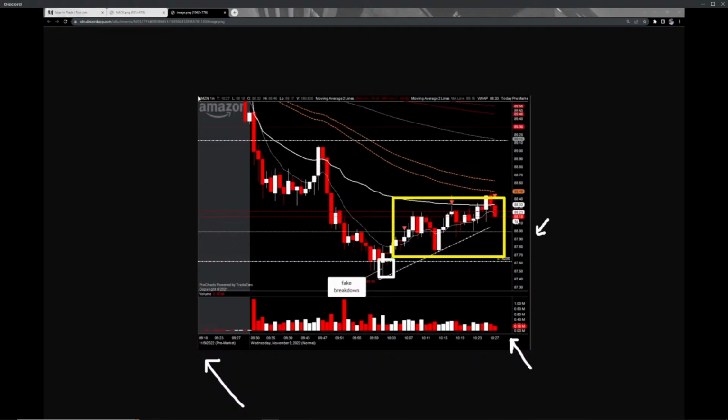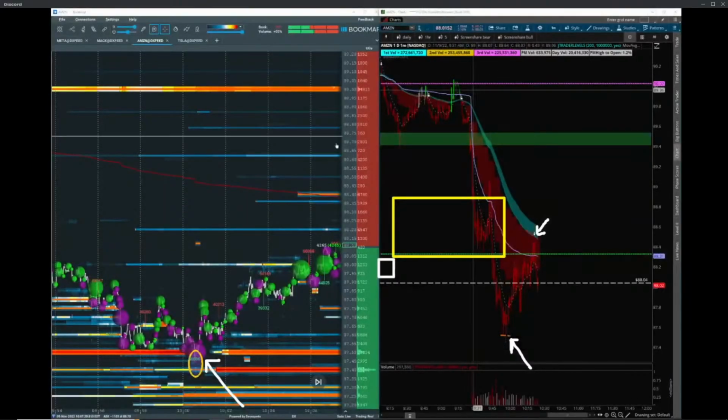So perfect bear trap pattern for the long side. So well done, well executed over here. And exactly this is what we're looking for in this market. If we're looking for bounces, we want to see this fake breakdown and then push to the upside.